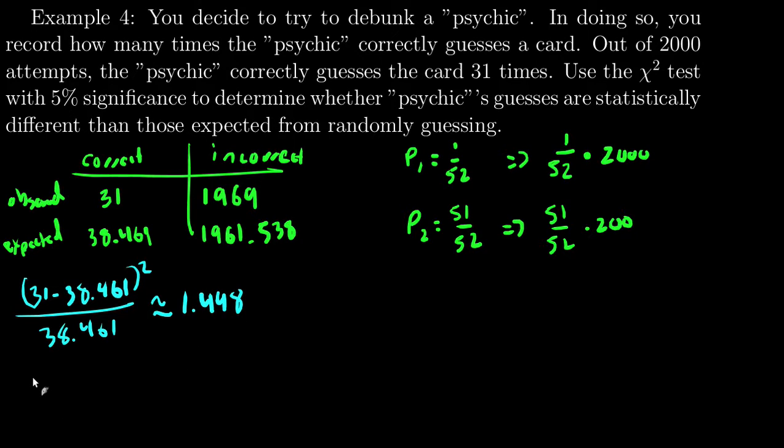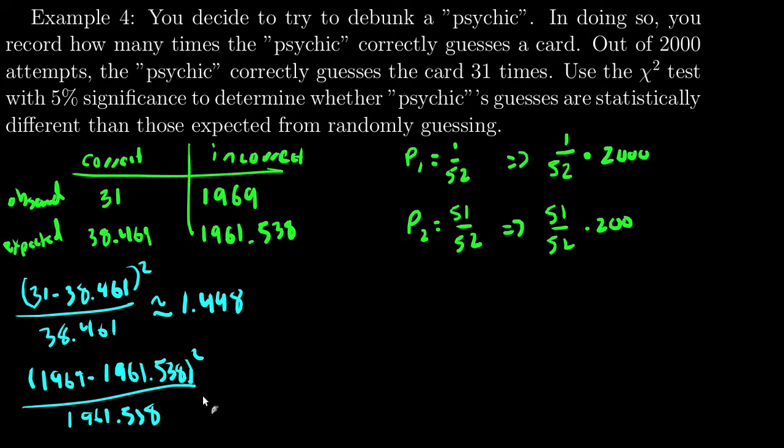And I'm also going to do 1,969 minus 1,961.538 squared over 1,961.538, and that's going to be approximately 0.028. When I add these two together, I end up getting 1.475. And now I go through the process.